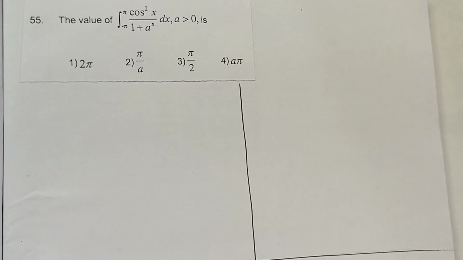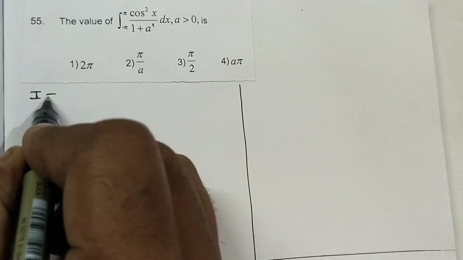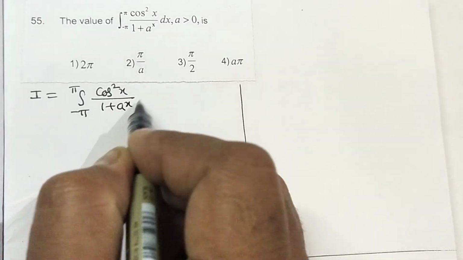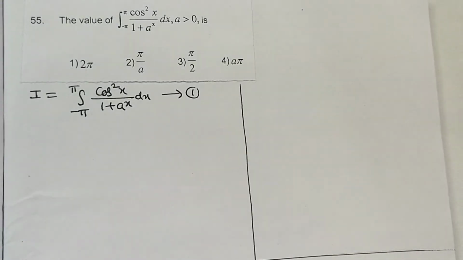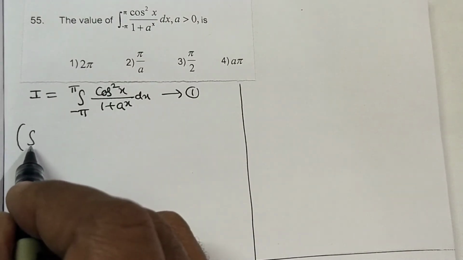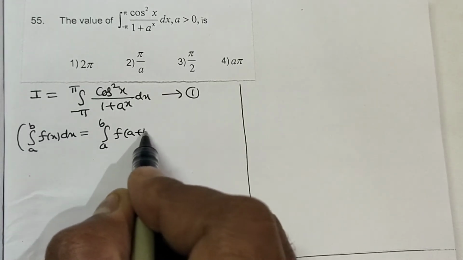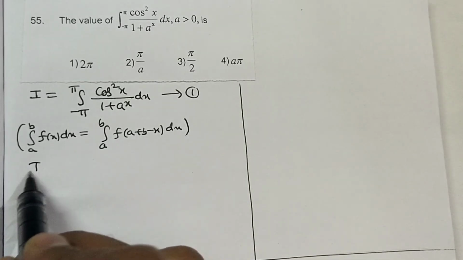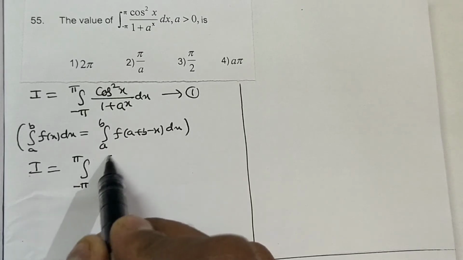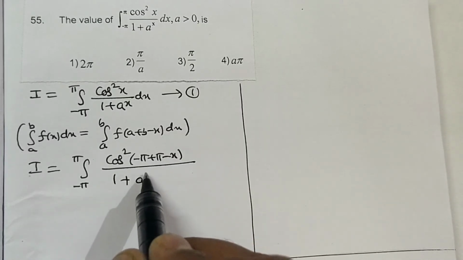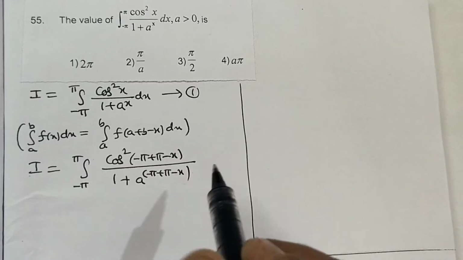Next question. The value of the integral from minus pi to pi of cos square x by 1 plus a power x into dx. To evaluate these types of problems, you can assume the given integral as I equal to integral minus pi to pi cos square x by 1 plus a power x into dx. You put it as equation number 1, and by using the property integral a to b f of x dx is equal to integral a to b f of a plus b minus x dx, I equal to integral minus pi to pi cos square of minus pi plus pi minus x, whole divided by 1 plus a power minus pi plus pi minus x, into dx.